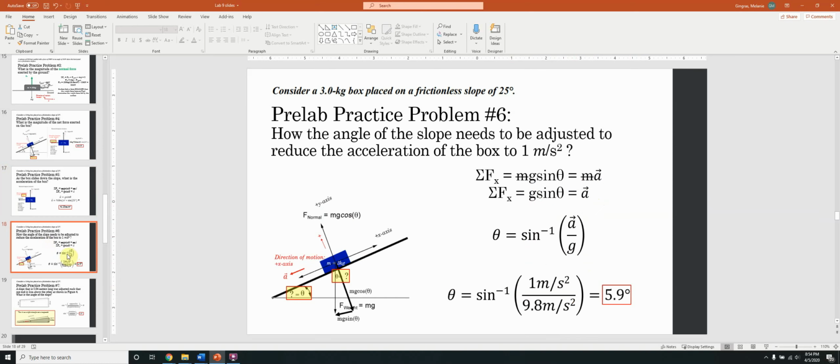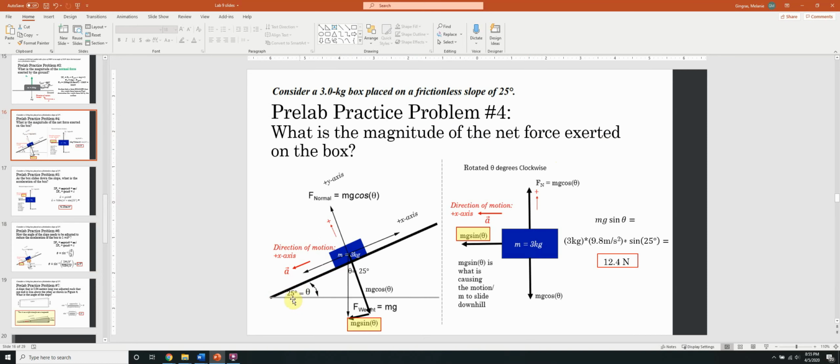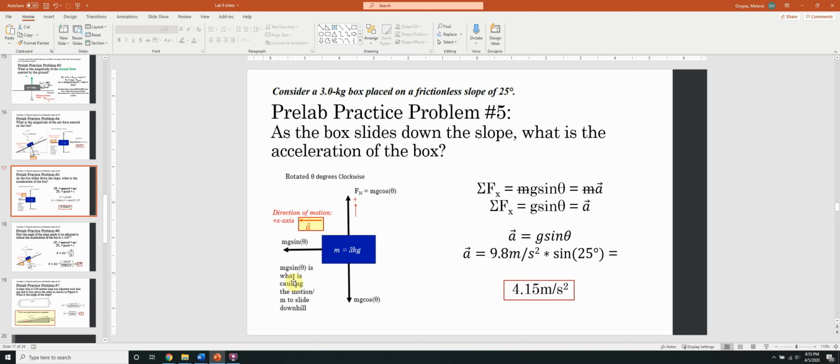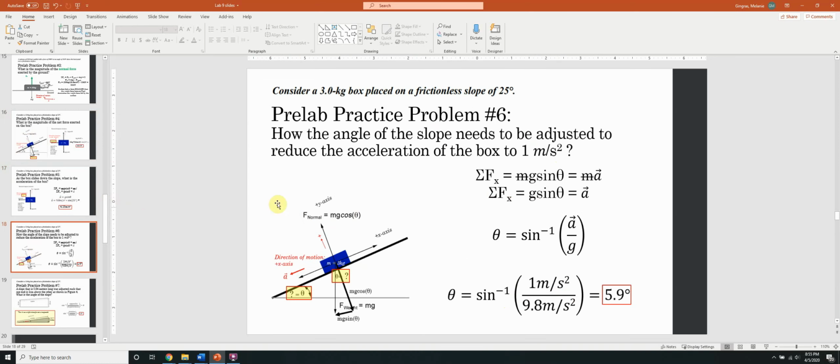All right, pre-lab practice problem number 6. How must the angle of the slope be adjusted to reduce the acceleration of the box to 1 meter per second squared? So we know initially when they gave us the information that we had a slope of 25 degrees, and this slope of 25 degrees produced an acceleration of 4.15 meters per second squared. Now what they're telling us is that the acceleration needs to be 1 meter per second squared. So we expect both the angle and the acceleration to decrease, right? Because they told us the acceleration will now be 1 instead of 4.15, and before the angle was 25, and we expect that it's going to be smaller than 25.